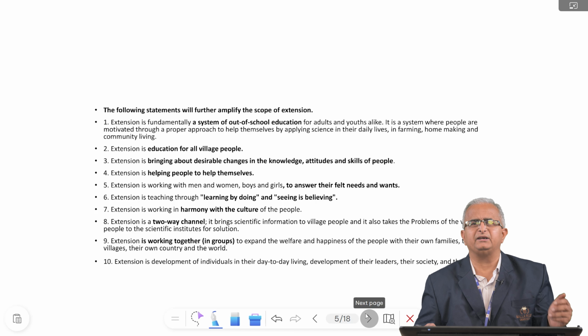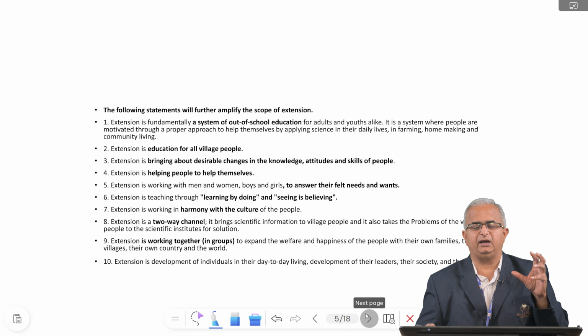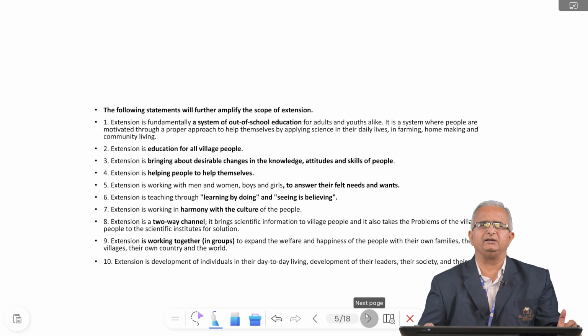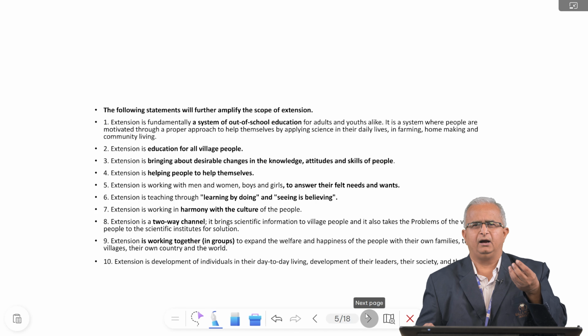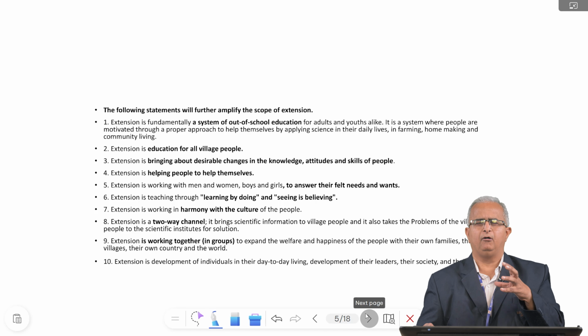And one more thing, extension works in harmony with the culture of the people. What is meant by culture? Culture is everything. How we think, how we dress, how we mingle with others, even our thought process, everything comes under culture. Our attitudes, our beliefs, our norms, our systems, everything. What we do comes under culture.